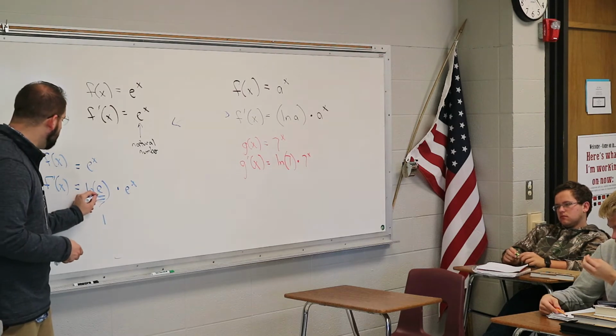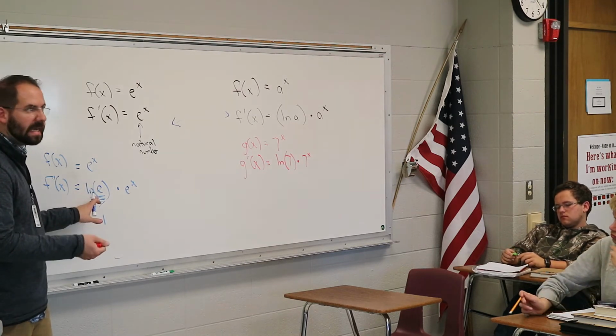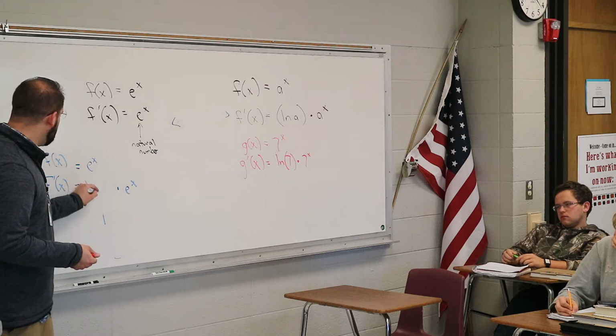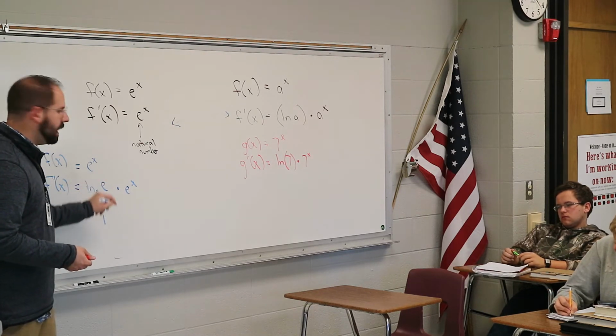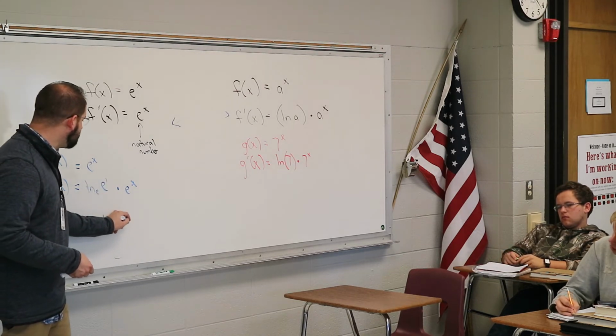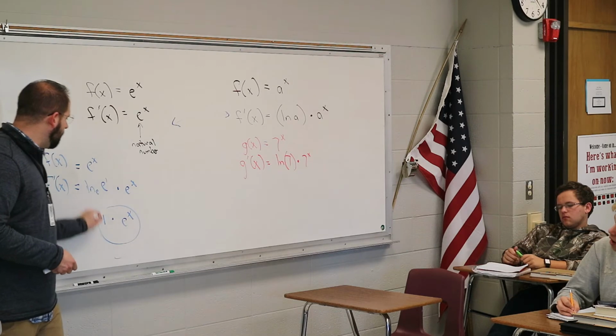Because the base of the natural log is actually e, what you're figuring out is what power you put on e that would make e. Well, that'd be the power of 1. So that'd be 1 times e to the x. It's a natural number. And so that's the idea.